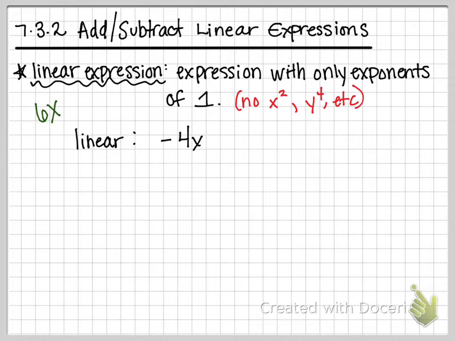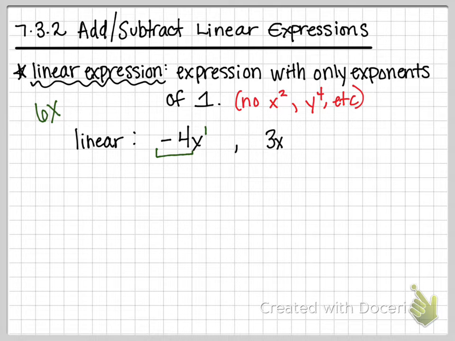Negative 4x. This is linear because why? Does it have a square? Good. What is the exponent? 1. What is the coefficient? 4. No, what's the coefficient? Negative 4. The coefficient is negative 4. And this is linear because x is to the first. It's just always imaginary. We don't put x to the first. But if there's nothing there, then it's to the first.